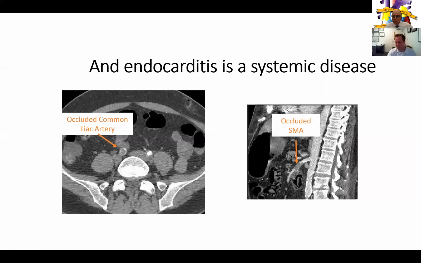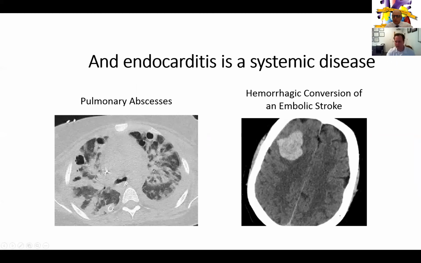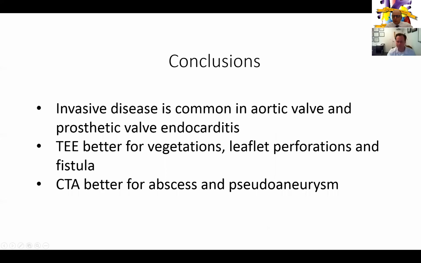And unfortunately, they can embolize to their visceral and pelvic arteries as well. So here was a patient that I took care of who had enterococcal endocarditis that ended up having an occluded common iliac artery. And here's a patient who had an embolus to the SMA. And finally, especially in the setting of right-sided endocarditis, we often see a large burden of septic emboli and pulmonary abscesses. And the most feared complication, of course, are the CNS complications. And here's a hemorrhagic conversion of an embolic stroke.